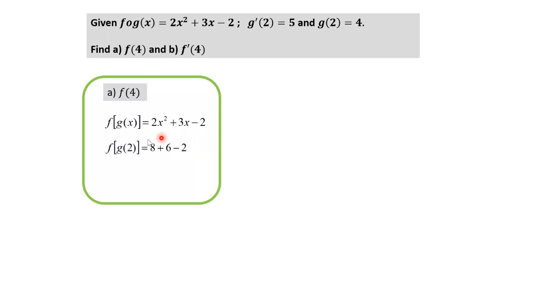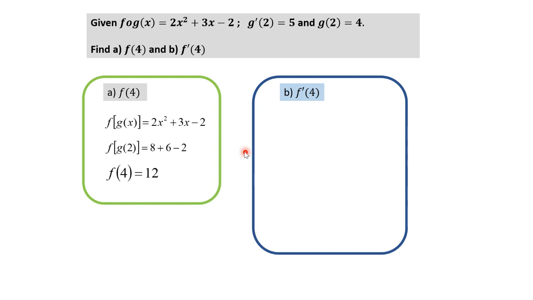Okay, and now say, hold on, g of 2 is equal to 4. So I can see that f of 4 is going to be 8 plus 6 minus 2. Okay, looks much worse than it is. All right, then I do exactly the same thing with the derivative, f dash 4.